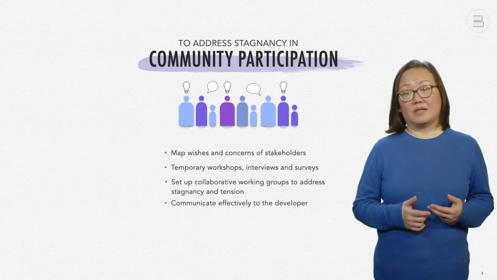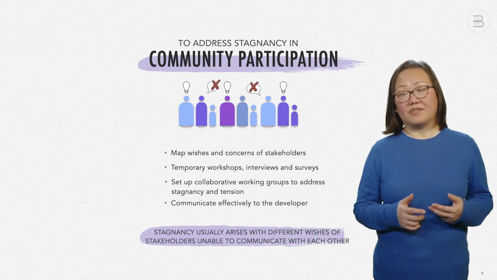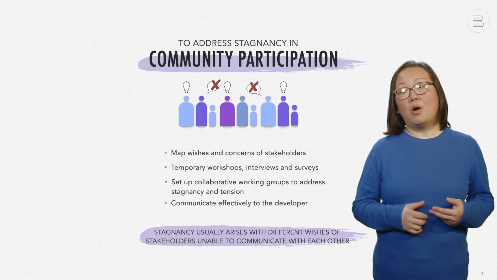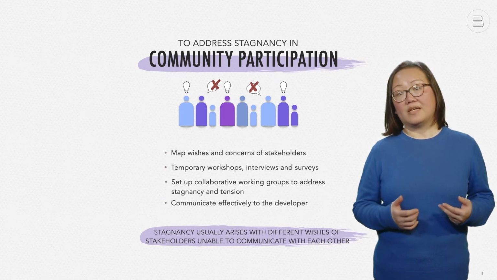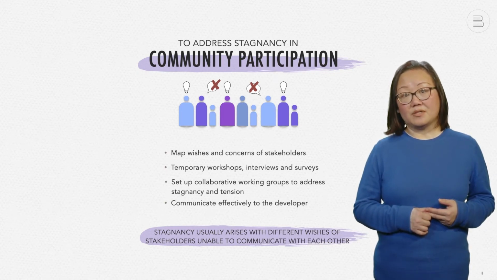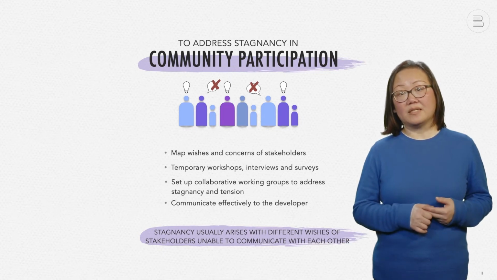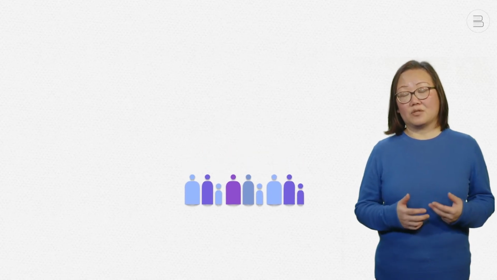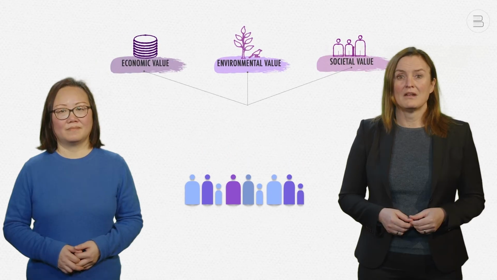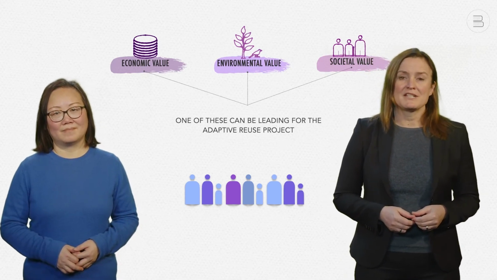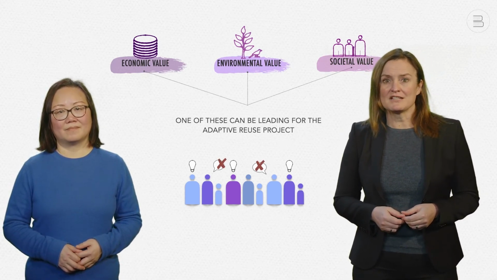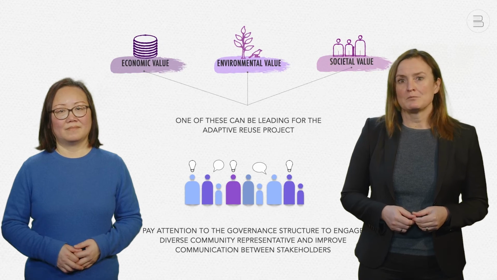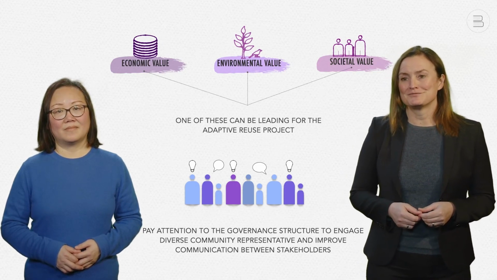We also discovered that stagnancy usually arises with different wishes of stakeholders who had no opportunities to, or failed to, communicate well with each other. The wishes and concerns that cover the diversity of the communities can enrich the heritage transformation results by adding various social values. We have shown that heritage value can be established as economic, environmental, and societal value. Depending on the stakeholders, context, and situation, one of these can be leading for the adaptive reuse project.